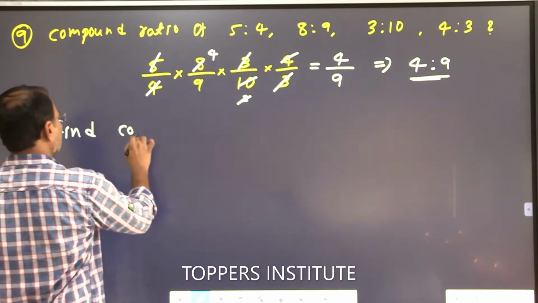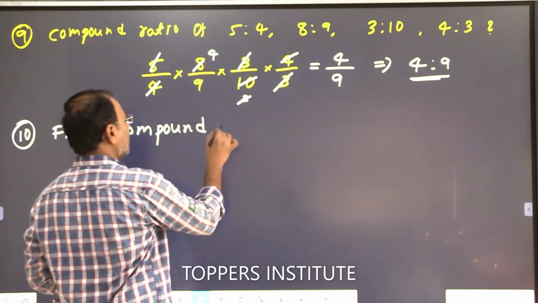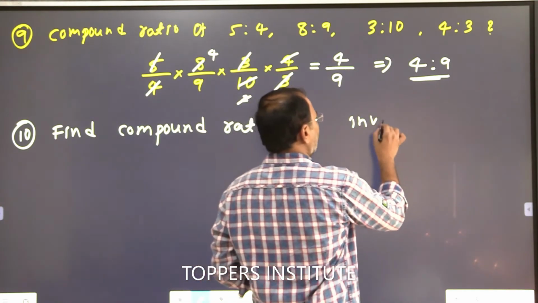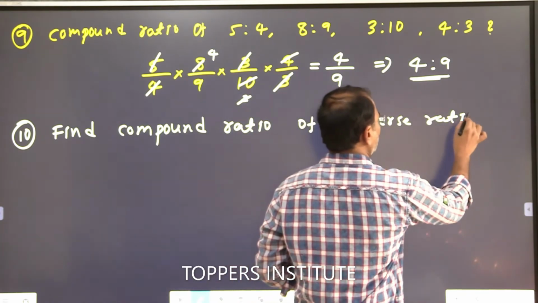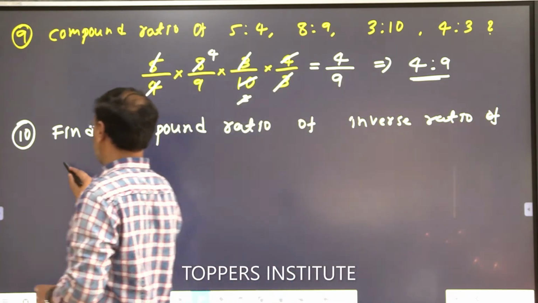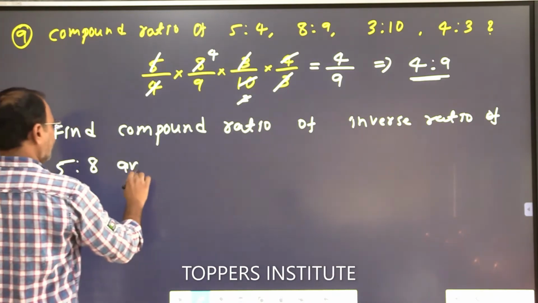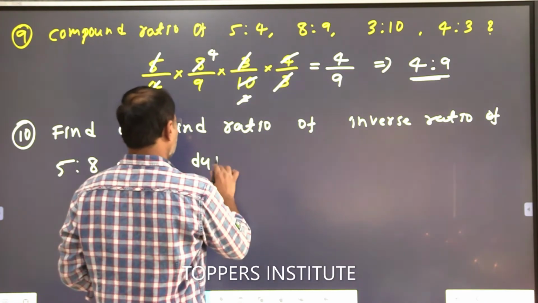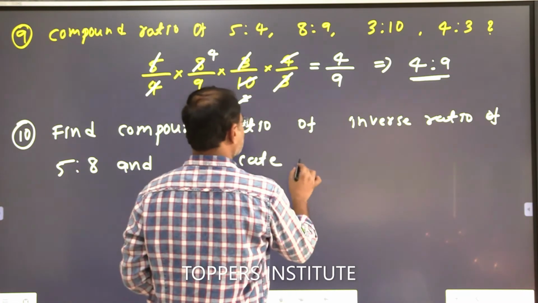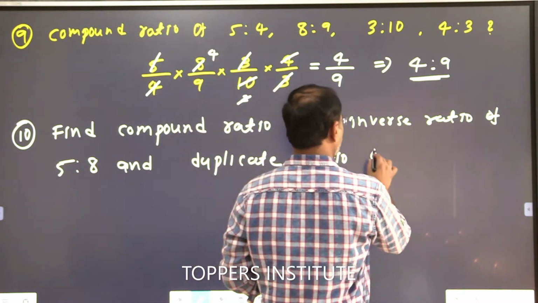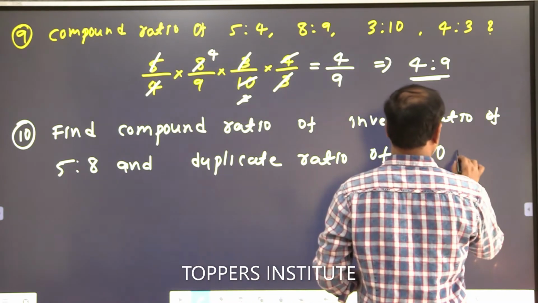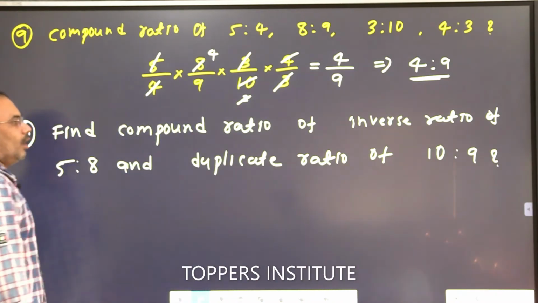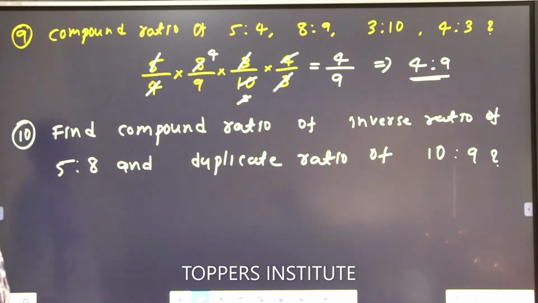Find the compound ratio of the inverse ratio of 5:8 and the duplicate ratio of 10:9. So this is the question.